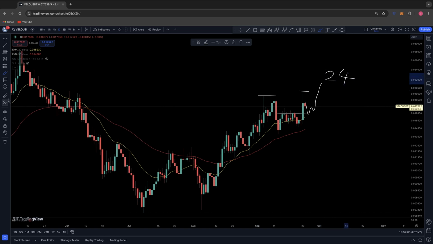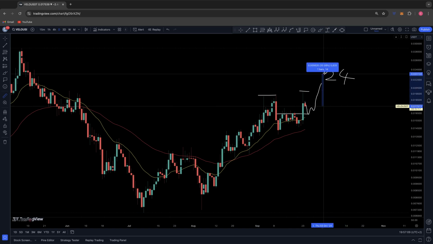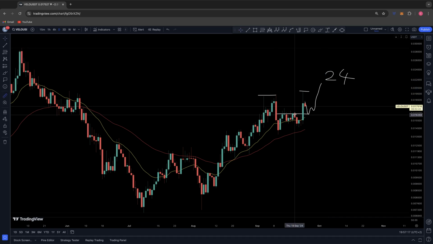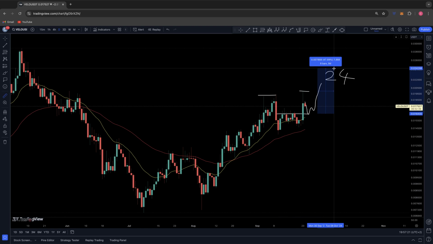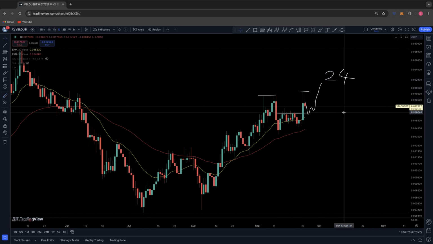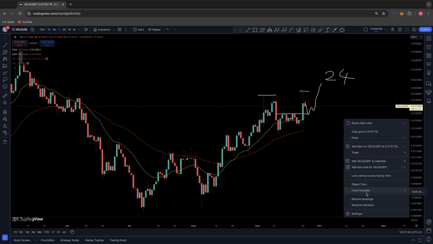So fingers crossed, guys. And if we do get to that sort of level from now, that's roughly up to 0.024. Where are we? It's roughly about another 37%. If we do correct back down to our key level of resistance and hold that as support, then we're looking for roughly a 45%, I would say, impulsive move to the upside. So that's my outlook for VELO right now.